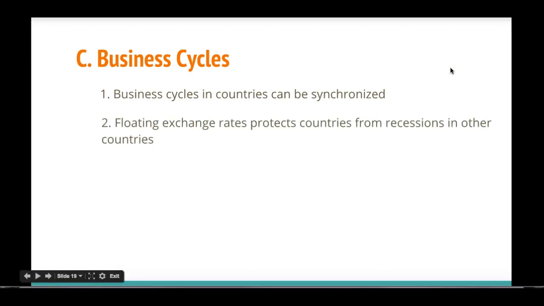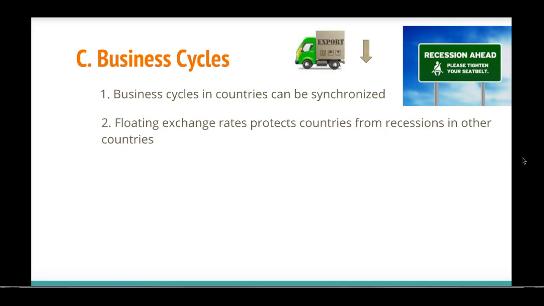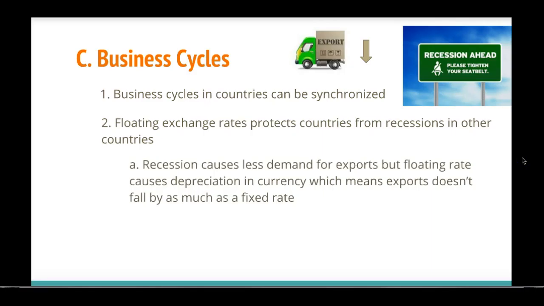The floating exchange rates protects countries from recessions in other countries. And so you're not going to be hit as much from a recession from a foreign country if you have a floating exchange rate. If you have a fixed exchange rate, it's more likely to kind of bring you all down. So recession ahead, please tighten your seatbelts, because this may affect others. Okay, so what happens is that the exports will actually decrease during a recession. So a recession causes less demand for exports, but a floating rate also causes depreciation in the currency, which means exports don't fall by as much as a fixed rate anyways.